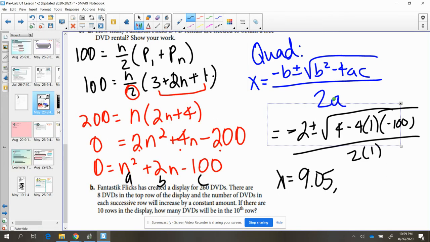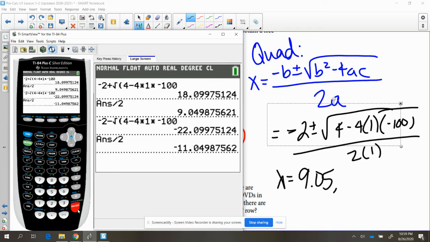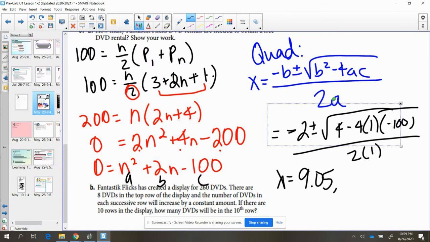And the other factor, when we do the subtraction from the quadratic formula, over... change this to subtraction and divide by 2. What you're going to notice is we have a negative value, negative 11.04.